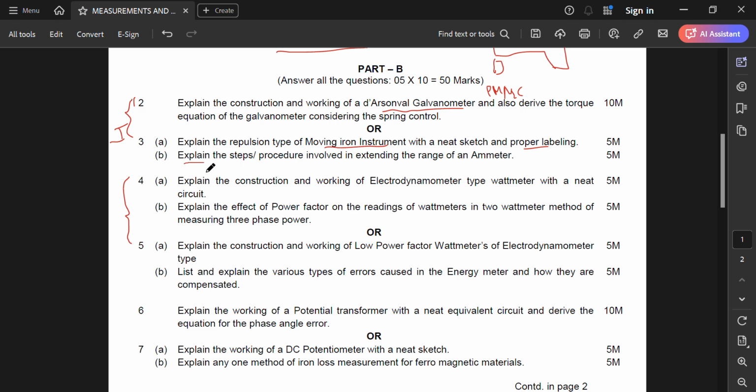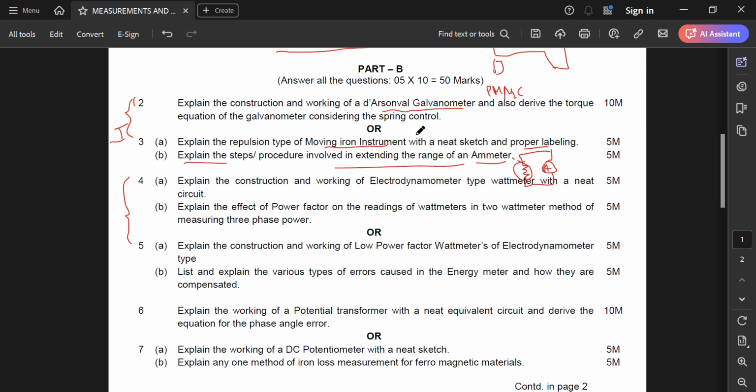Next 5 marks question is shunts and multipliers. This question is, explain the steps or procedure involved in extending the range of ammeter. Ammeter range is extended by using a shunt. By connecting a shunt resistance in parallel with the ammeter, like this, that is called a shunt. The range of ammeter can be extended by connecting a shunt.